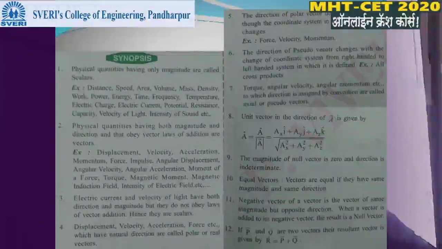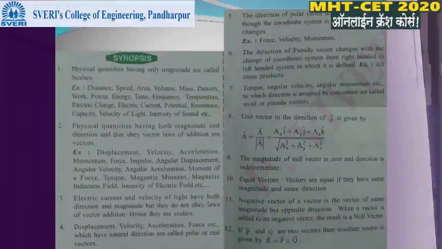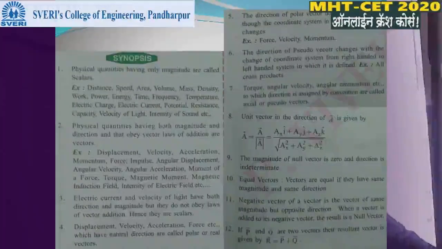ओके, if P bar and Q bar are two vectors and their resultant vector is given by R bar. मग तुम्हाला दोन P bar आणि Q bar हे दोन वेक्टर दिलेले आहेत आणि त्यांचा रिझल्टंट वेक्टर जर R bar फाइंड आउट करायचा असेल तर तुम्ही कसं करणार? P bar plus Q bar is equal to R bar.